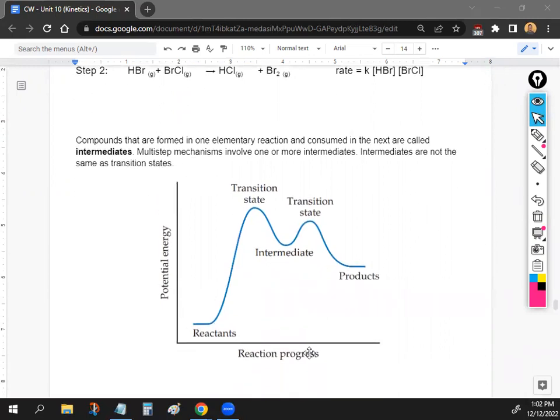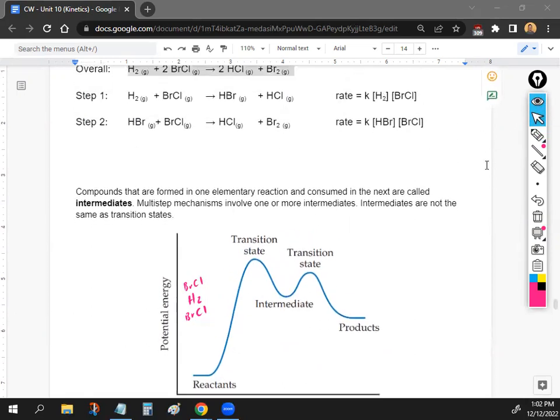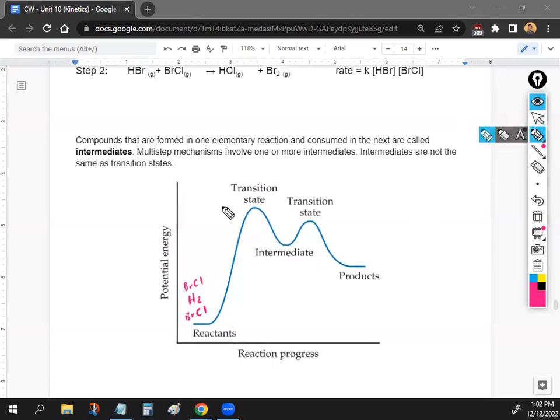And then we have our energy diagram for what the intermediates would look like. So this right here will be step one. The reactants for this one will be H2 and 2 BrCl. So we have H2 and then BrCl 2 times. H2 and BrCl would react together to form HBr and HCl. So here we make HBr and HCl. And then the intermediate would be HBr.